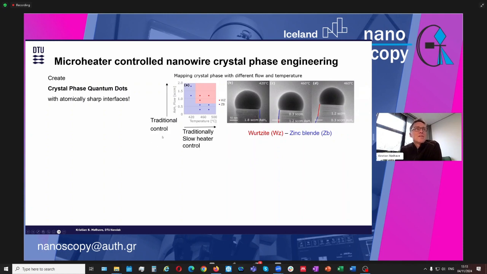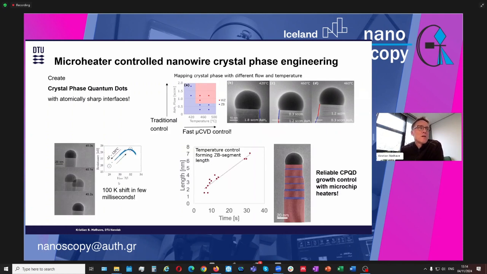And traditionally, you would also do that in a big reactor if you're working on a full wafer by just changing your flow, for instance, how much arsine gas you're flowing in for gallium arsenide, or you would change the heat or temperature. But both of these are fairly slow, so that makes it hard to change it quickly and make good control. On our microheaters, we can change temperature extremely fast. We can change 100 degrees in a few milliseconds.